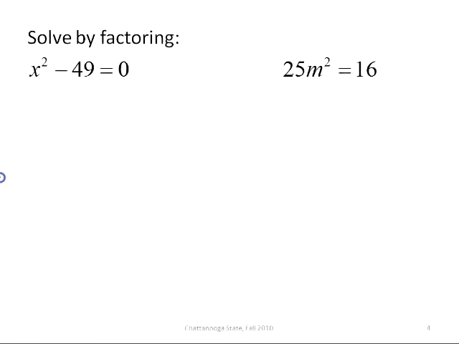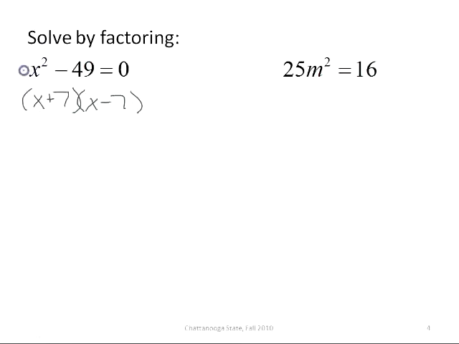So here we have two equations that we can solve by factoring. X squared minus 49 is already set equal to 0. So what we need to do is factor the x squared minus 49. X squared minus 49 is a difference of squares. So remember that that would factor into x plus 7 times x minus 7.